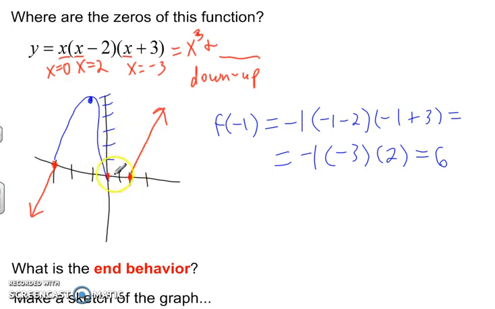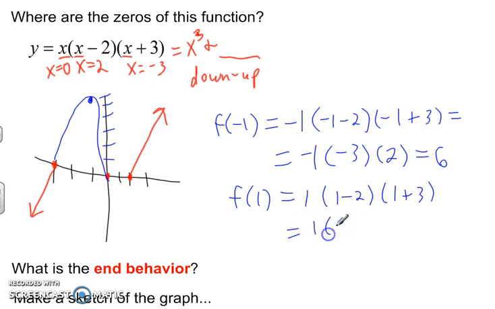Maybe test a point in between these two. So let's plug in 1. That's between 0 and 2. So f of 1 would be, let's see, 1 times (1 minus 2) times (1 plus 3). So this would be 1 times -1 times +4, which is -4. So (1, -4) would be another point on that graph. The graph looks like it goes down and comes back up, something like that.